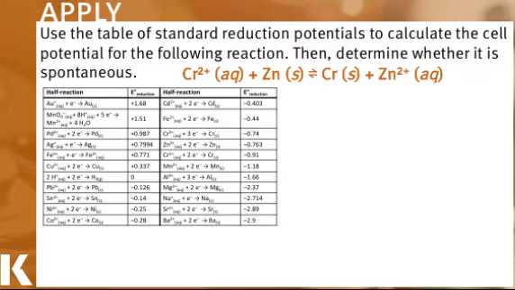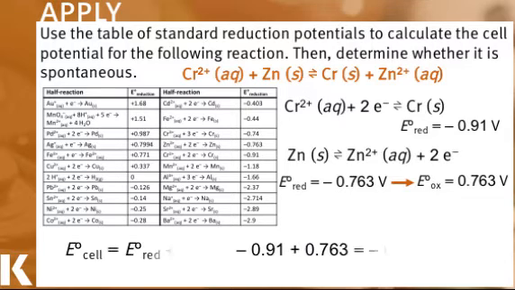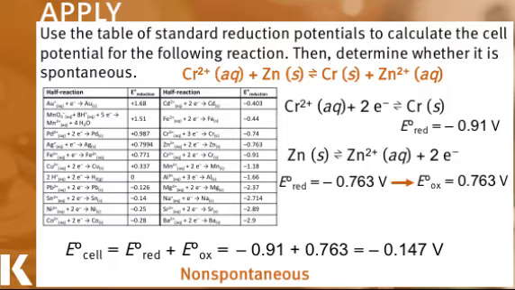Let's give this a try with a few examples. Our first question asks you to calculate the cell potential and then determine if it is a spontaneous reaction. As before, we can begin by breaking the reaction down into half reactions and using the table to find the corresponding reduction potentials. Since zinc is again being oxidized according to the reaction equation, flip the sign to find the oxidation potential. Then, add them together to get a cell potential of negative 0.147 volts. Since the cell potential is negative, this must be a non-spontaneous equation.